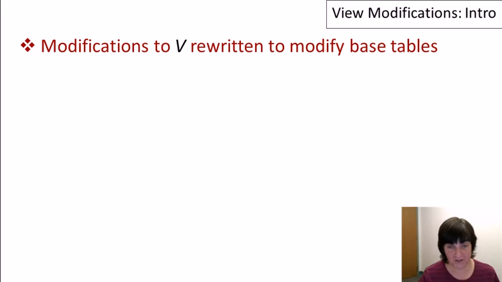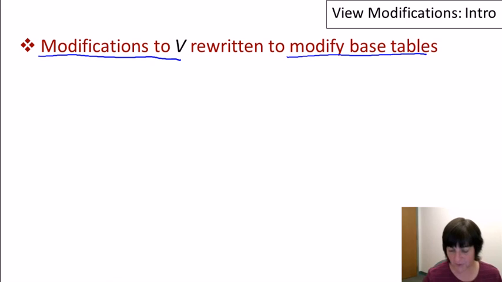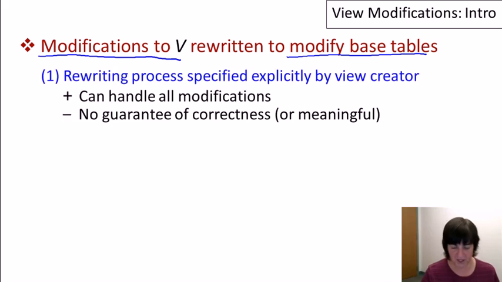Existing systems have actually taken fairly different approaches to this problem. Again, to specify the problem, we have modifications specified on a view V. We need to rewrite those to modify the base tables so that when we have our view over our new base tables, that reflects the desired new state of the view. One approach is that the view creator actually specifies that rewriting process.